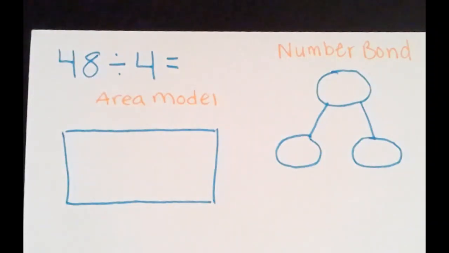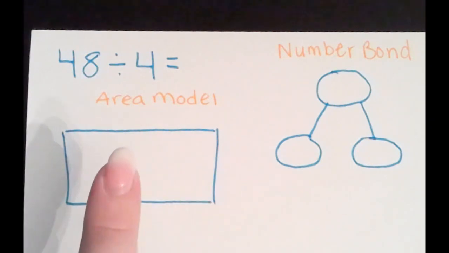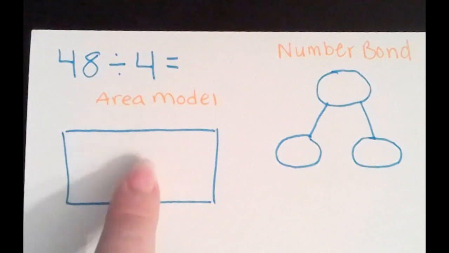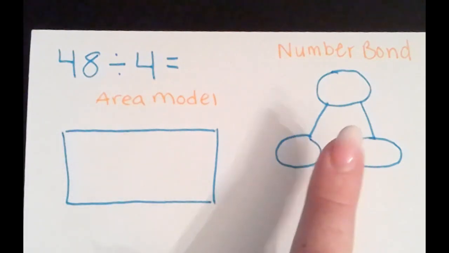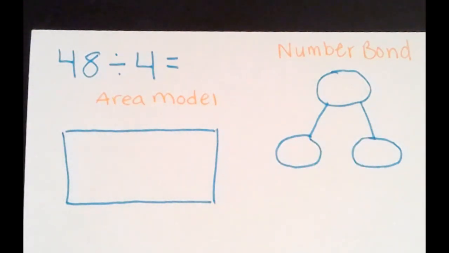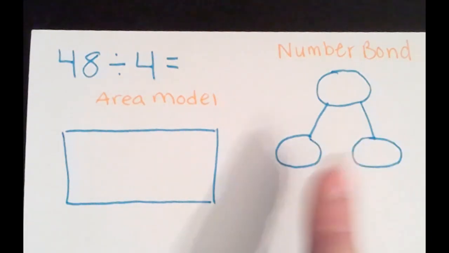Guys, today we're going to divide. We're getting back into division. We're going to divide using an area model, and we're also going to talk about something called a number bond. That's something new for us, but basically what it is, is coming up with compatible numbers.